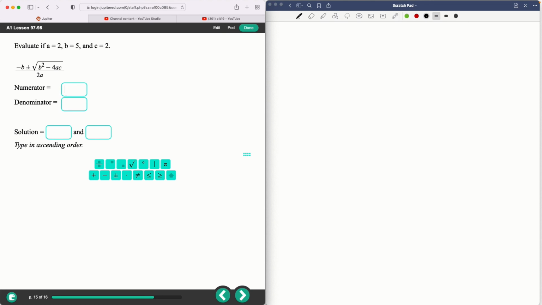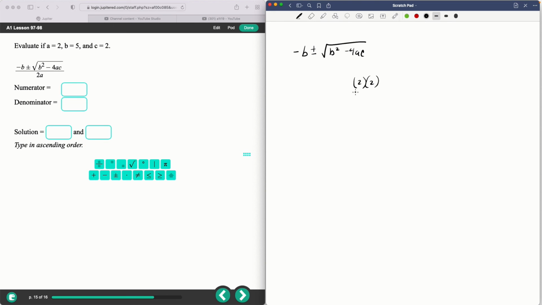Number 15. We're almost done. So we have to evaluate. So let's do the numerator first. Negative b plus or minus the square root of b squared minus 4ac. All right. A is 2, C is 2, B is 5. So negative 5 plus or minus 5 squared minus 4 times that.